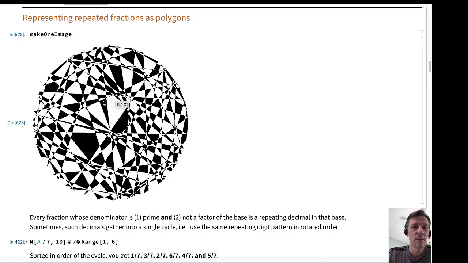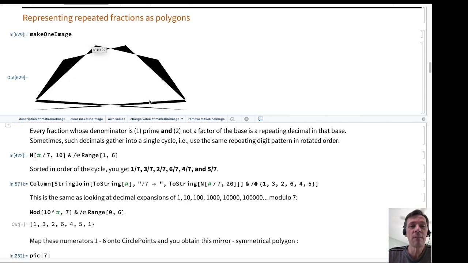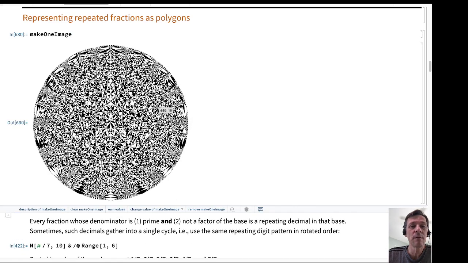This one has a sort of spiral to it, if you can see that, and it even has a little tooltip you can see in tiny letters there: 167 semicolon 29. I'm going to talk about what that means, but I can make many of these images, and none of them will be exactly the same unless I, of course, punch in this same set of parameters. These are polygons, and they represent repeated fractions, as the title implies.